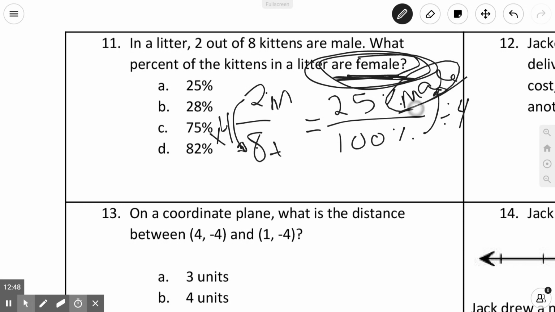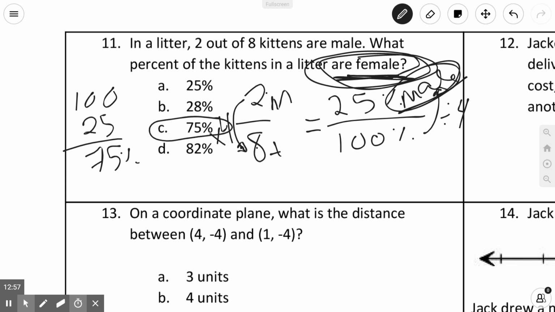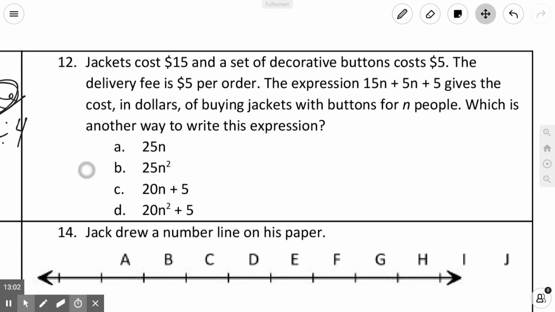Important, which means if 25% are male, 100% minus 25% gives me 75% female. The answer is C, 75%.